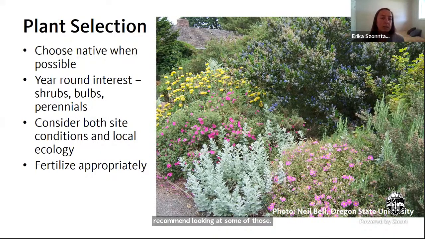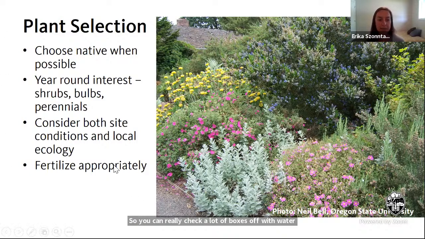And in addition to considering your site conditions, it's important to consider local ecology as well. So a lot of these waterwise and native plants will support native wildlife as well, including pollinators. So you can really check a lot of boxes off with waterwise gardening.